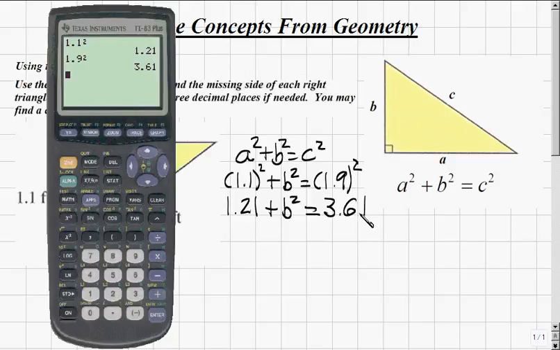To find B squared, we'll first get rid of the 1.21, eliminate it, so that we have a variable squared by itself. So to eliminate 1.21, we'll subtract it from both sides of this equation. Because 1.21 subtract 1.21 would become 0, thereby canceling it out. So we're left with simply a B squared. On the right side, we'd have 3.61 minus 1.21. Enter. 2.4.